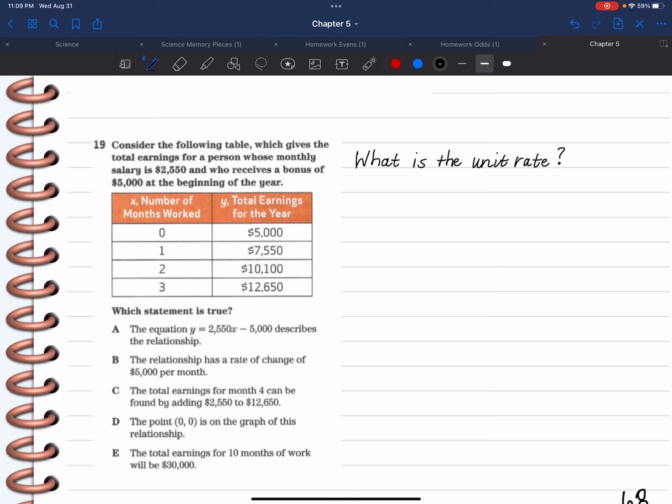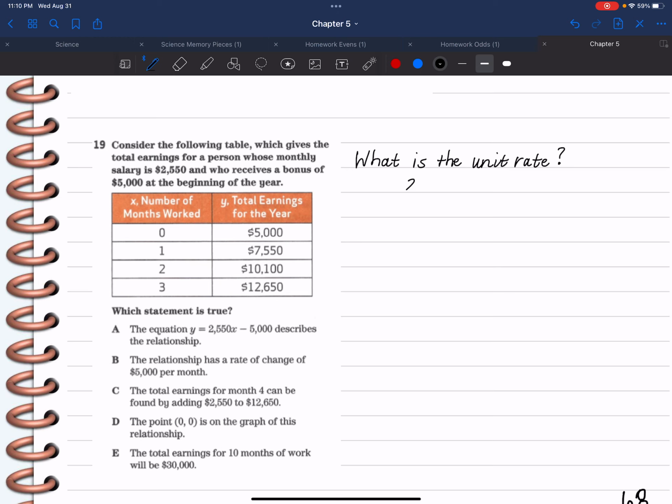Because at 0 months, you still get $5,000 because that's a bonus. So this story does not pass the 0-0 test. The y-intercept is 0, 5,000. So we start the year off at 5,000 even without working any months. So you can't just say that 1 at 7,550 is the unit rate. However, it tells us in the story what the unit rate is.